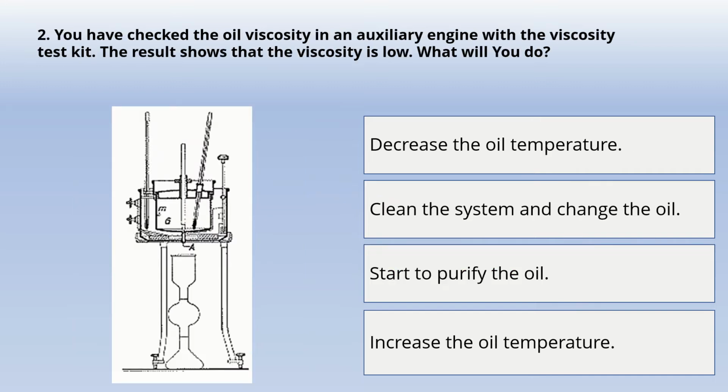Our next question is, you have checked the oil viscosity in an auxiliary engine with the viscosity test kit. The result shows that the viscosity is low. What will you do? And the options are decrease the oil temperature, clean the system and change the oil, start to purify the oil, increase the oil temperature. And the correct option for this question is clean the system and change the oil.